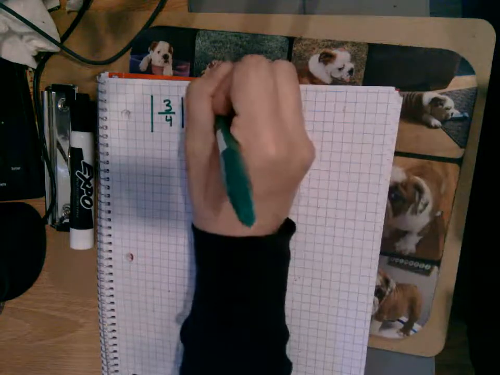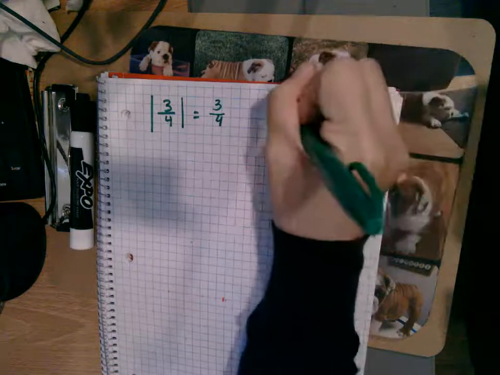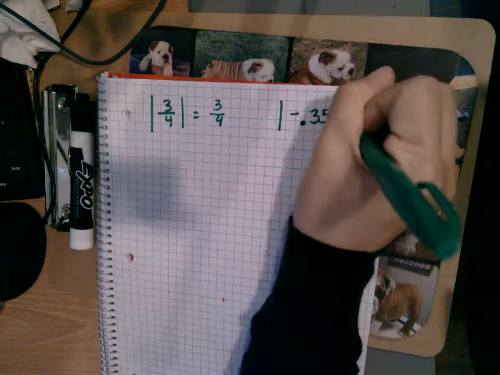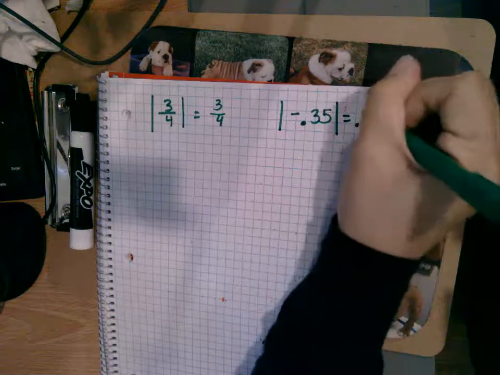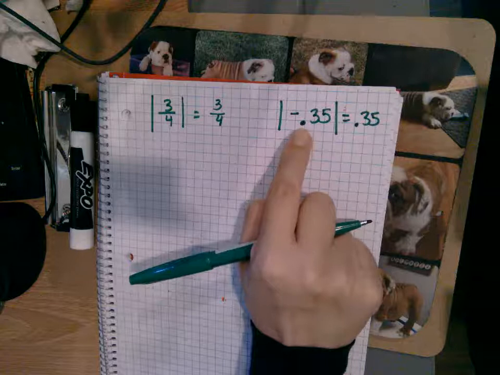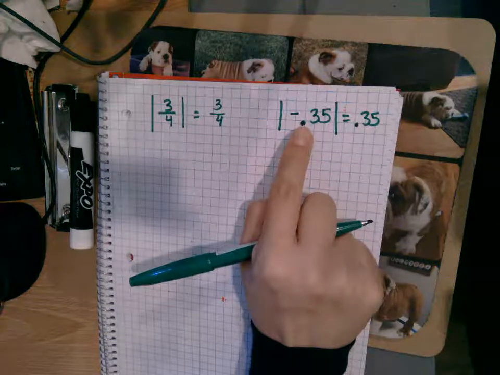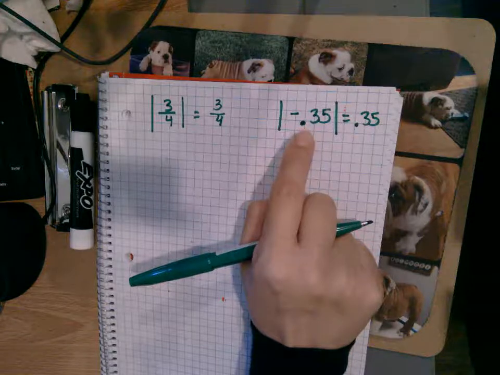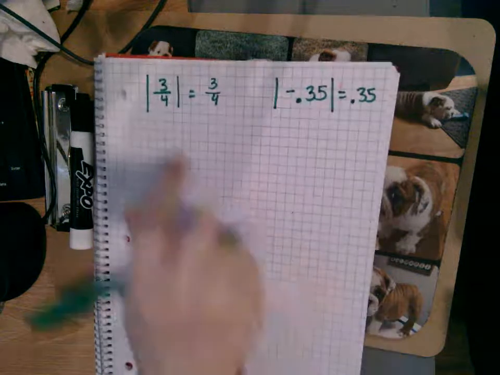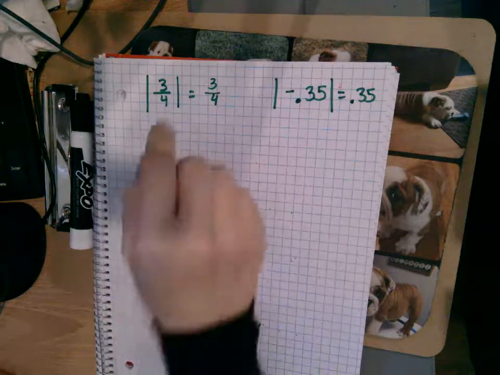3/4. Yeah, 3/4. What's the absolute value of negative 0.35? 0.35. Very good. So even if it's a fraction or decimal, it's still the same answer. Sorry, that was one of those annoying cars with too much noise. Yep, so it's always positive.